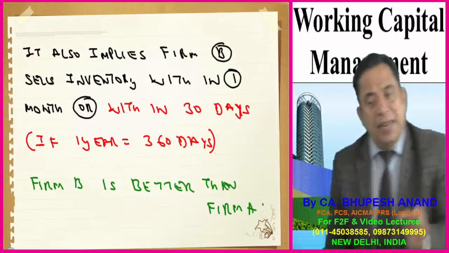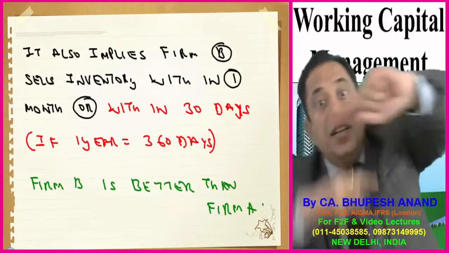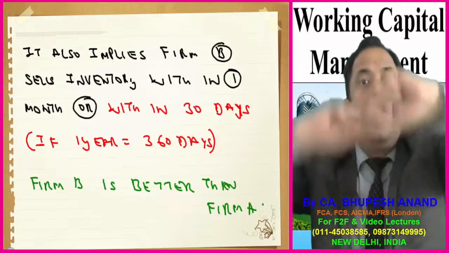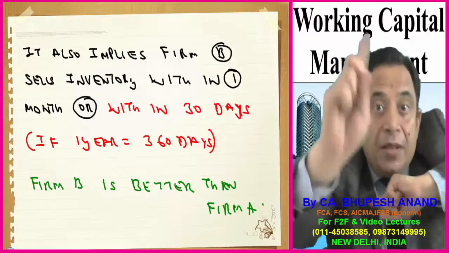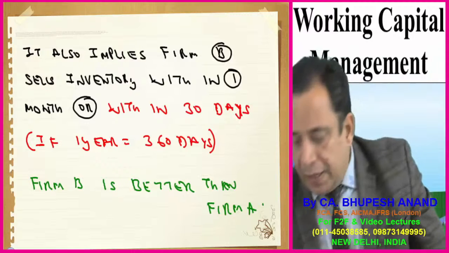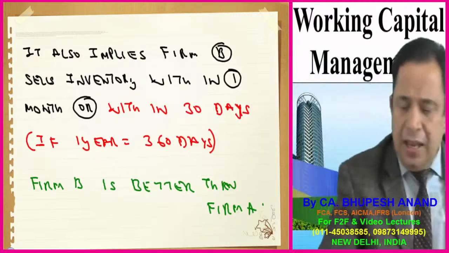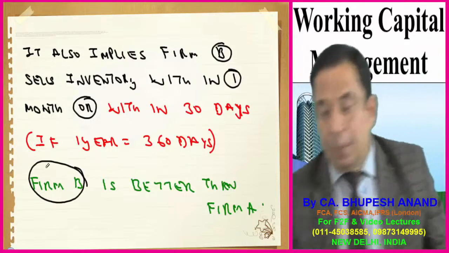It also implies that firm B sells its inventory within 1 month, because it is being turned 12 times. In a span of 12 months, if it is turned 12 times, it means in 1 month they are selling it. So firm B is better than firm A.